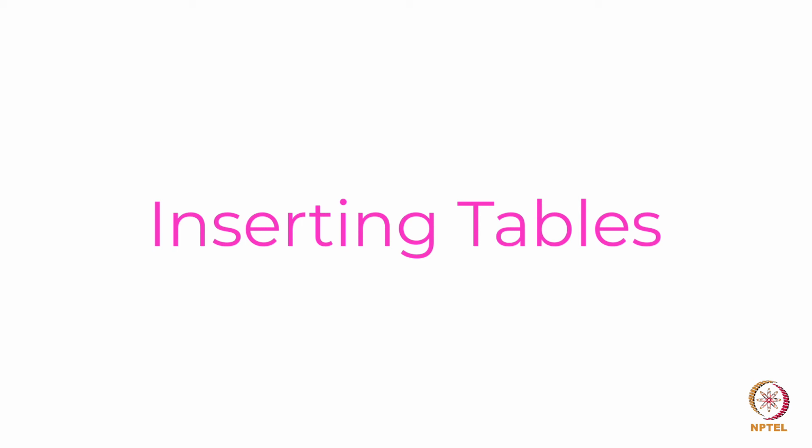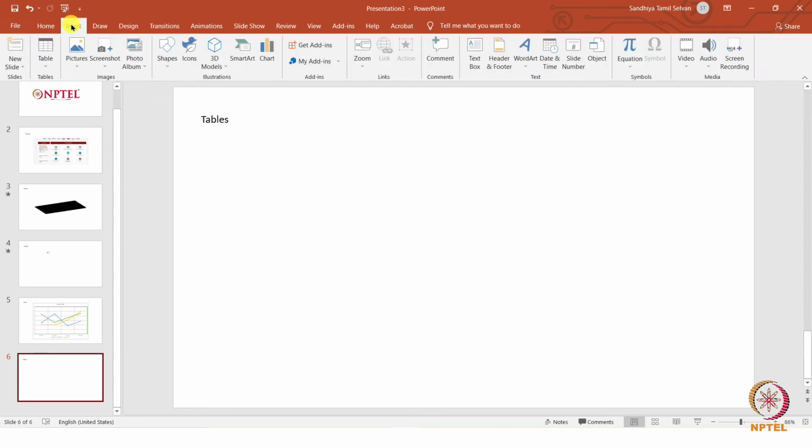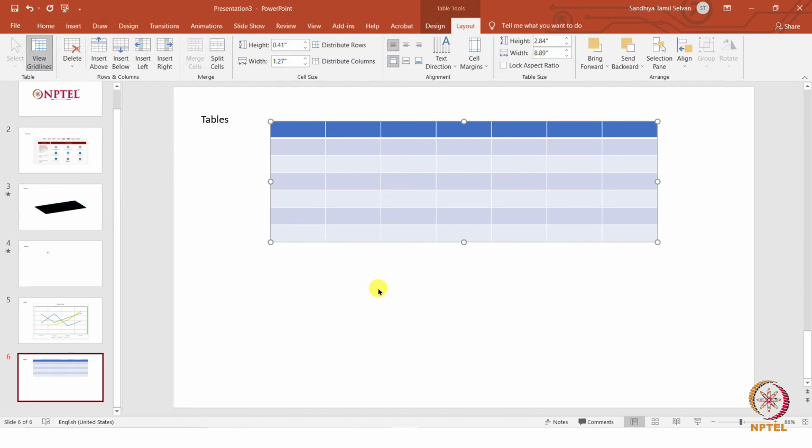Tables. You can create a table instead of entering your text in lines or paragraphs. To create a table, go to the Insert tab, click the Table option and then move over the grid to select the number of cells you want. For example, I have created this table.